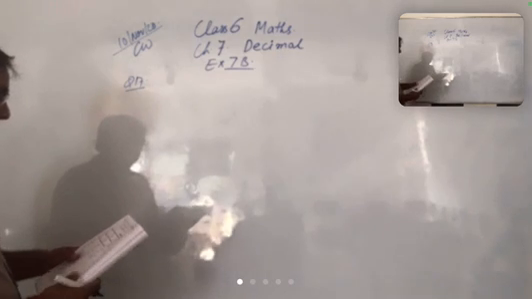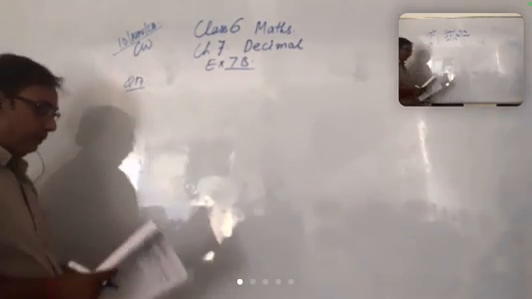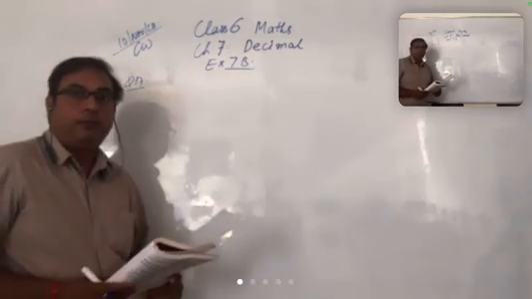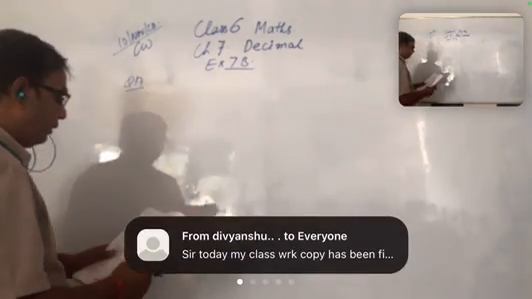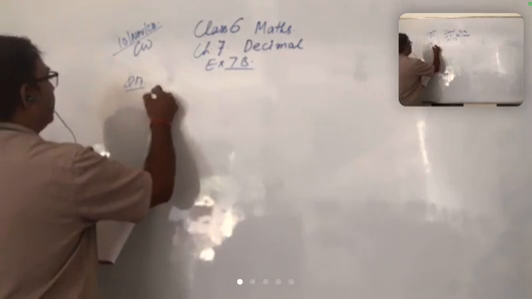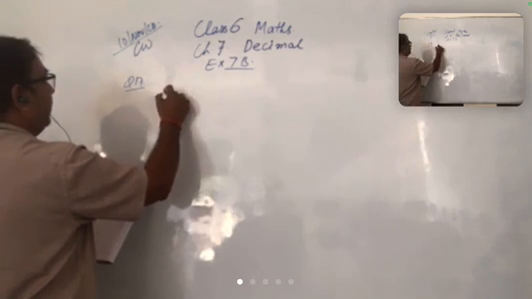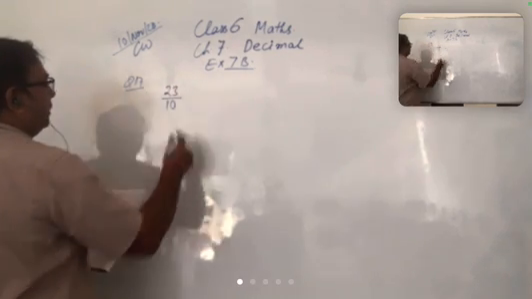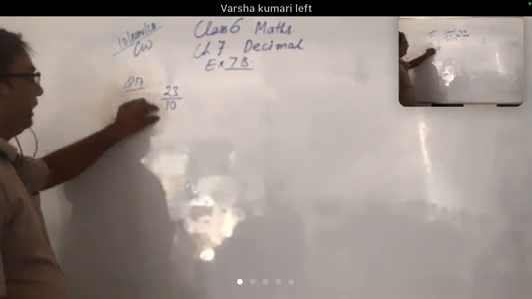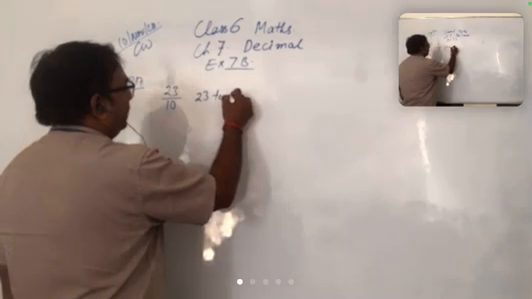Let us start from question number 17 from exercise 7b. Now convert each of the following into a decimal. In this question we have to convert into decimal. The 17th question is 23 upon 10, and 23 upon 10 means 23 tenth. We have to say it like this, 23 tenth.